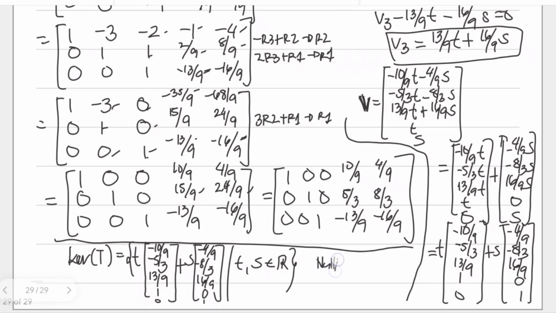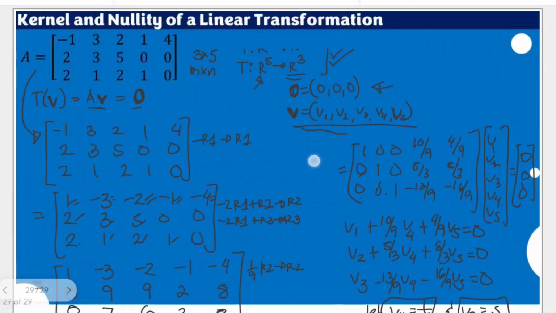Then, the nullity of T is the dimension of the basis of your kernel. In this case, you have these two vectors here, so the nullity of T is equal to 2. This is how we do it for this type of matrix, and we still have one more example later.